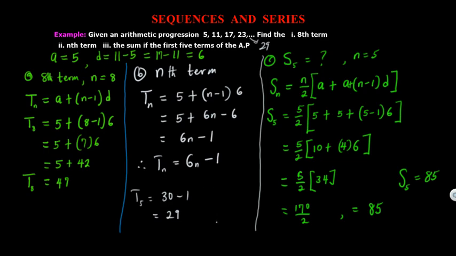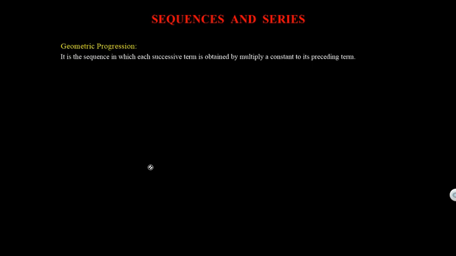Now let's quickly consider a discussion on geometric progression. Geometric progression. We know this now. So what do we call geometric progression? It is the sequence in which each successive term is obtained by multiplying a constant to its preceding term. Each successive term is obtained by multiplying a constant to its preceding term.